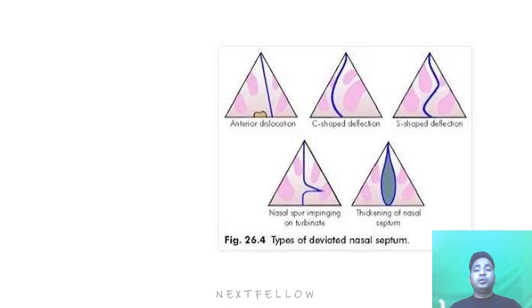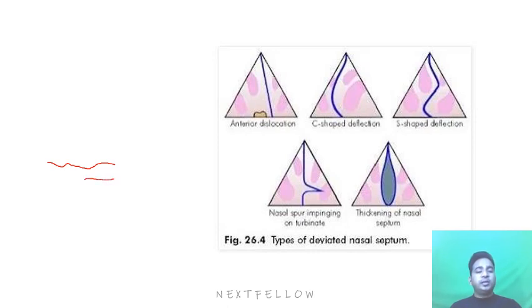So what is the most common cause? The most common cause of DNS is considered to be birth trauma. During birth, in vaginal delivery, because of some trauma or pressure changes, the septum may get deviated. What are the other causes?